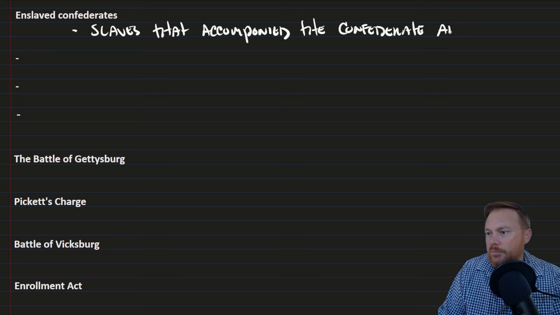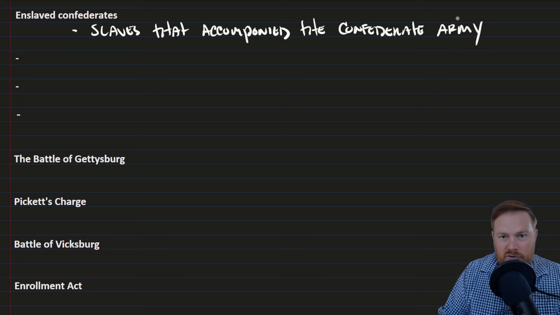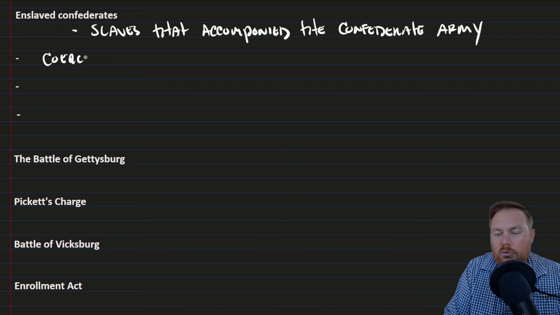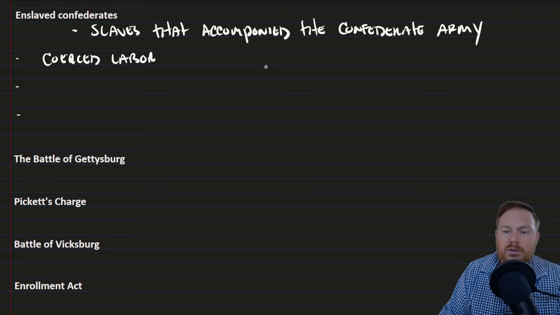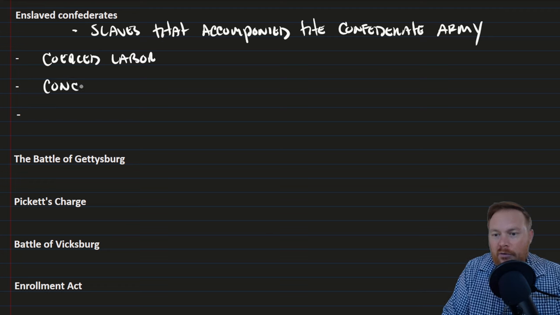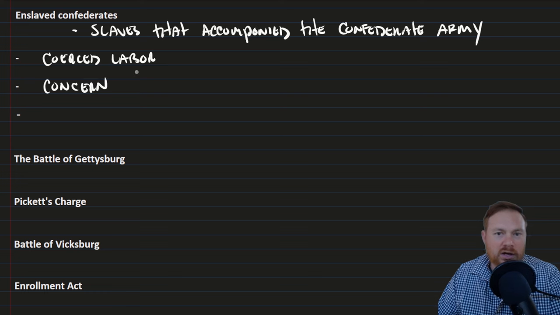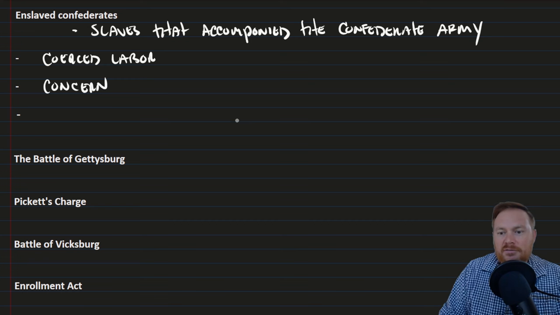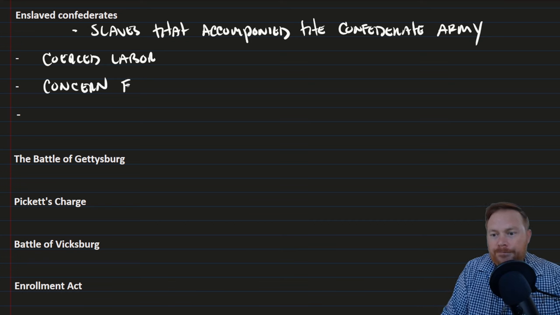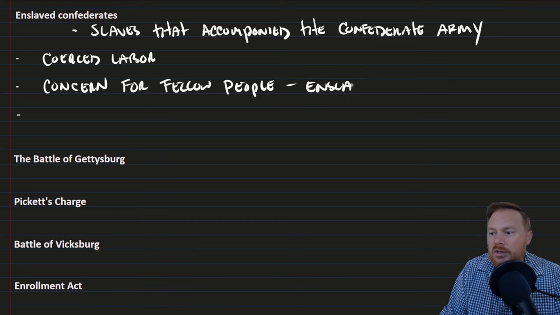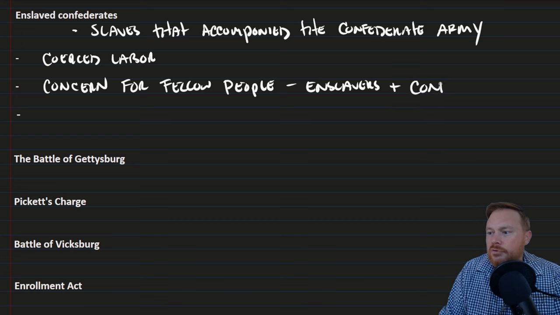And the 3 points the book makes is that for those slaves who accompanied the Confederate Army, this was coerced labor, meaning that they did not have a choice as to whether or not they were there to support the army. The second is that while there was certainly no denying that the Confederacy was fighting to preserve slavery, those who were enslaved could still show some concern for their fellow people, right? Those around them, including those who were enslavers and Confederate soldiers.